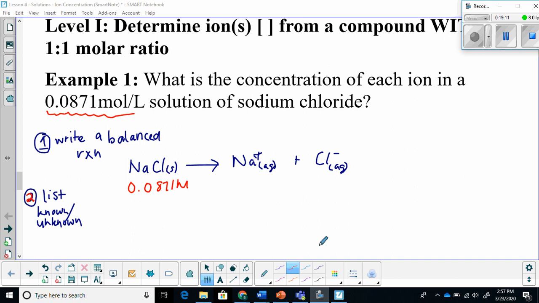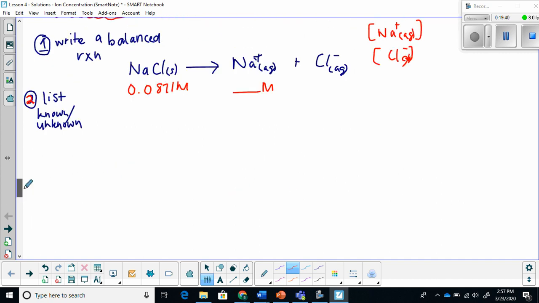Okay, so we list our known and then we list our unknown. There are 2 things that we need to be looking for. We're looking for concentration of Na plus, and we're looking for the concentration of chloride. I'm going to start off with 1, so let's do sodium first. Okay, so this is my unknown. I'm looking for a concentration of my sodium ions. Let's go ahead and scroll down.